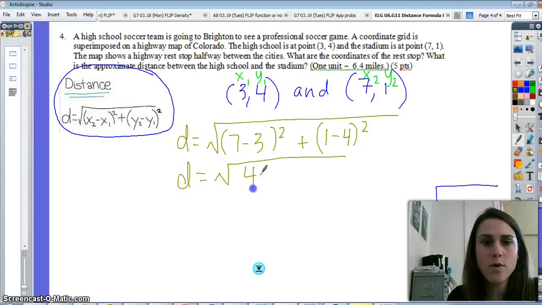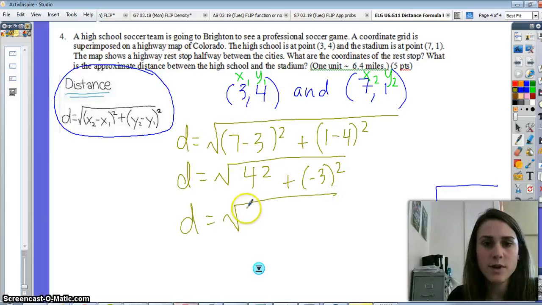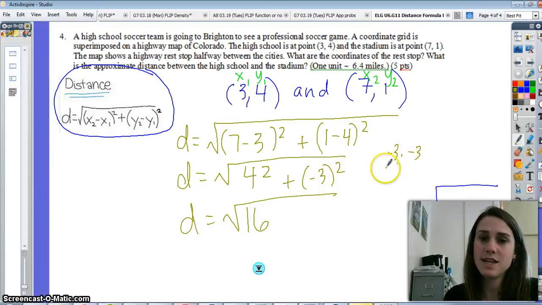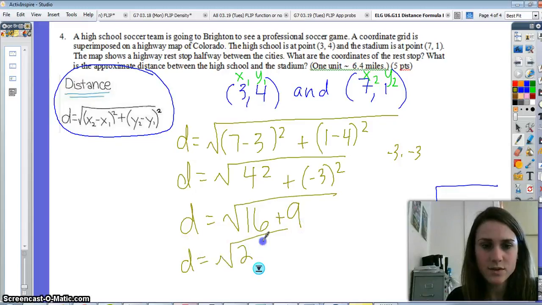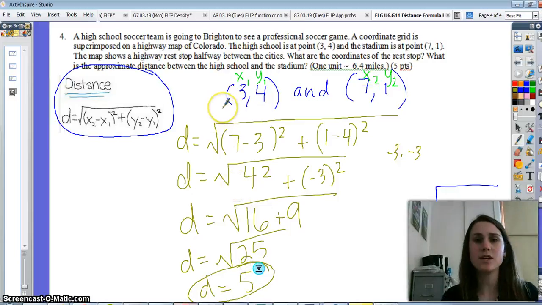7 minus 3 is 4 squared. 1 minus 4 is -3, and we're squaring -3. 4 squared is 4 times 4, which is 16. -3 squared is the same as -3 times -3. 3 times 3 is 9. Negative times a negative is a positive. So we're left with 16 plus 9, which is the square root of 25. The distance between these 2 points is 5 units.